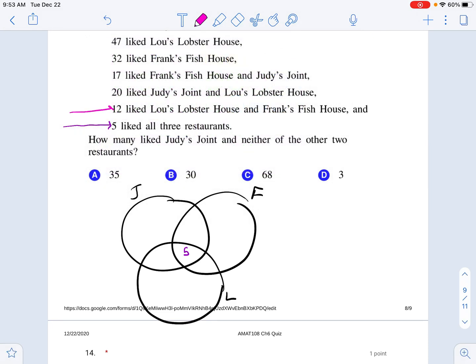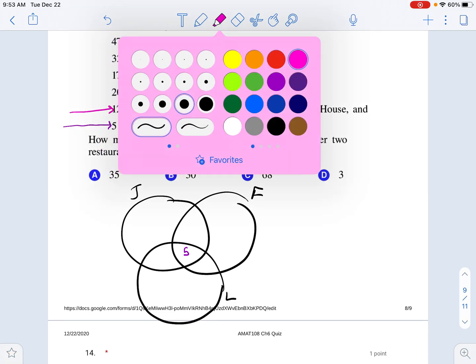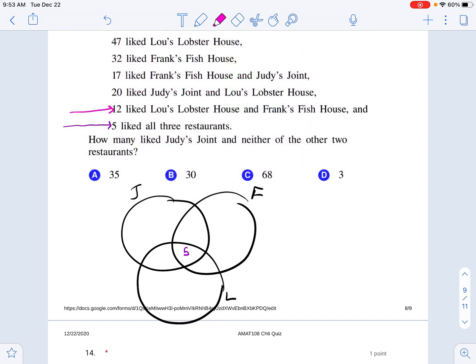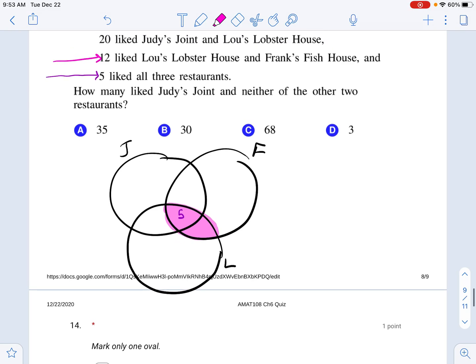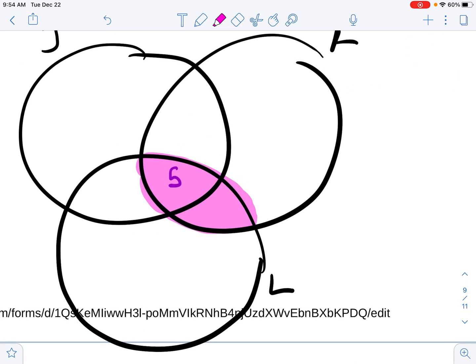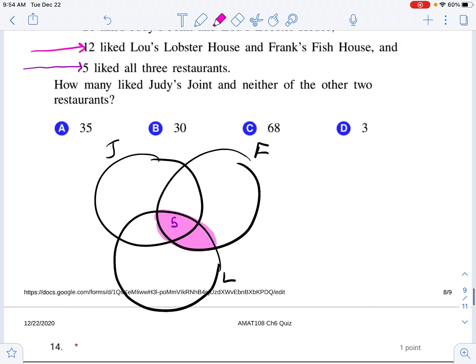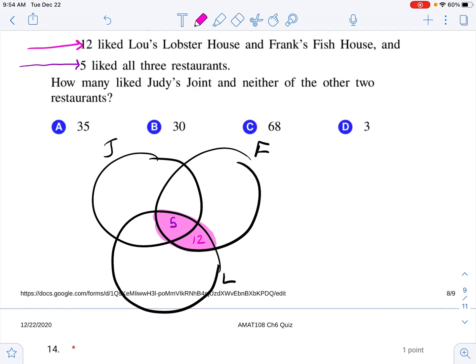Let's talk about the 12 who liked Lou's Lobster House and Frank's Fish House. The intersection of Frank's and Lou's is this right here. So when they say 12 liked both, that means the total of that pink region has to be 12. Not this, this is not 12. The total of that region is 12. We've already accounted for 5 people in the intersection, so the math is 12 minus 5. That leaves us with 7 people in this region right here.